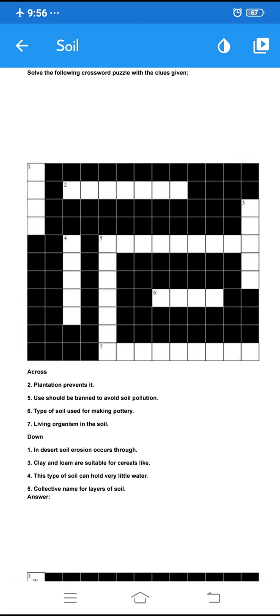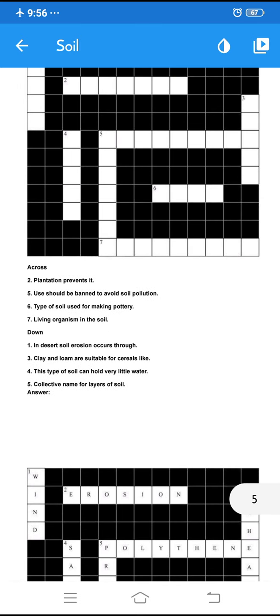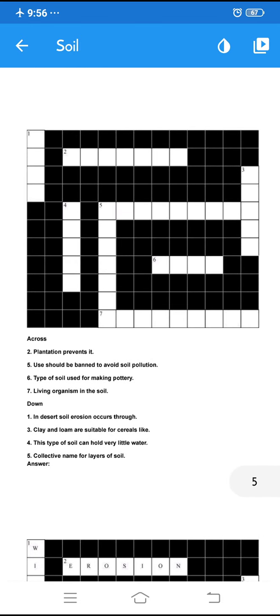It's just a four-lettered word. So soil erosion usually occurs by which parameter? By which of the methods? By wind, by rain, there are many other reasons. But here the exact word is: the soil erosion occurs in desert due to what? Wind, W-I-N-D. Yes, it's the right answer.